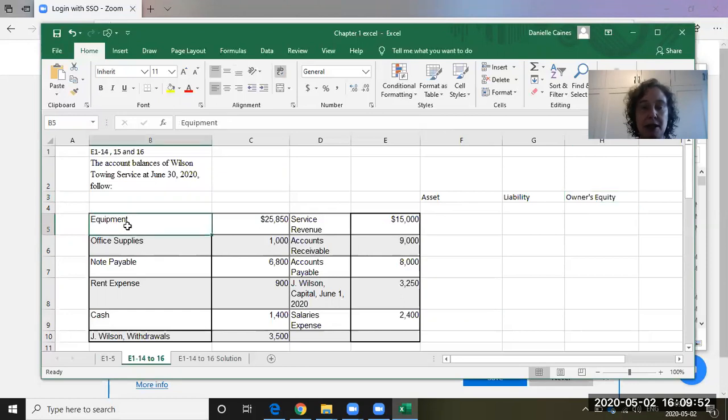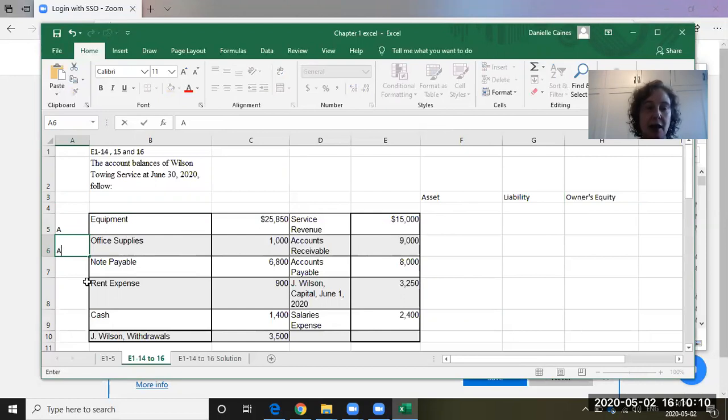So equipment is something that the business is going to use into the future. It's going to last for a long period of time. It's a resource. So that's going to be an asset. I'm just going to put an A there. Office supplies, likewise, the business is going to use these office supplies into the future. So that's an asset. Note payable, as the name denotes, it's something that the business owes. So it's a liability. A rent expense, it tells you there, it's an expense.